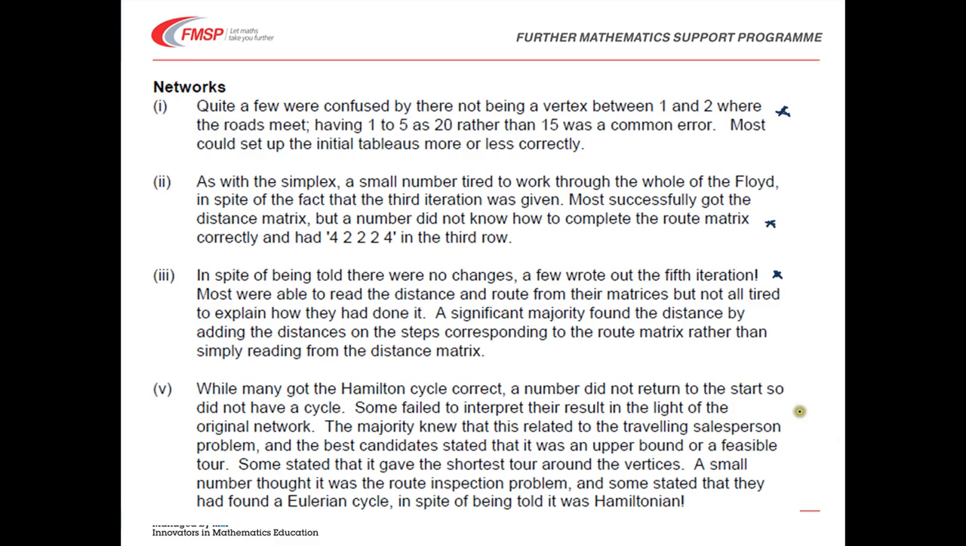And finally, forgetting to return to the start when you do a cycle is a big problem. So if you're doing a cycle, you will go all the way around, but you must return to your starting point. And failing to interpret in the light of the original network. Again, the last part, making sure that you state something that is appropriate so that it is an upper bound or a feasible tour.